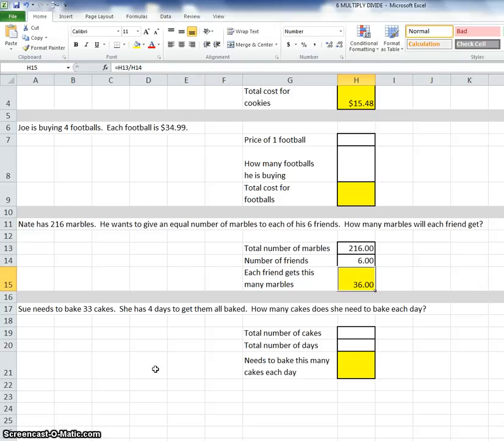When you get those 4 problems done, you're going to save it as your last name, multiply, divide, and turn it in.